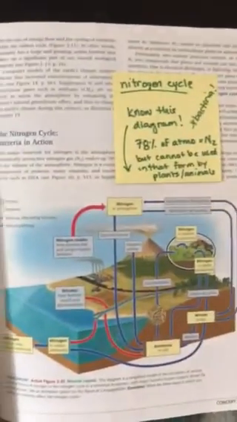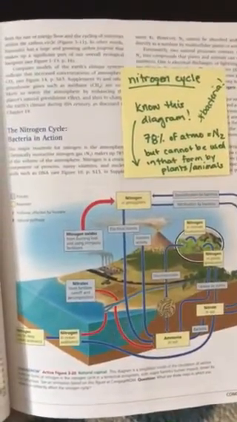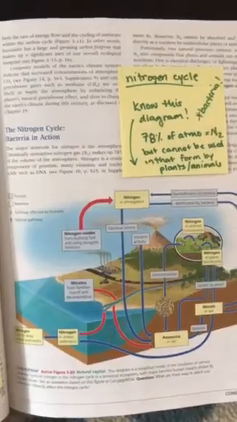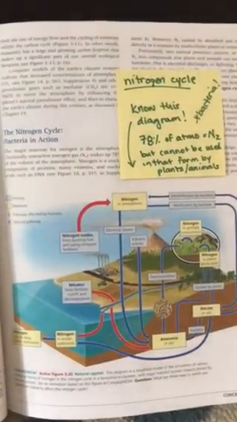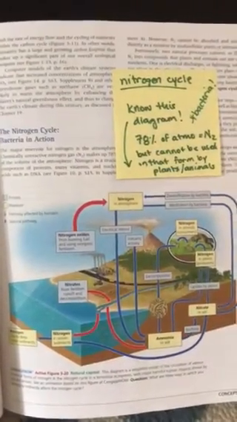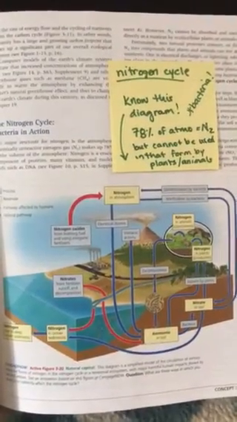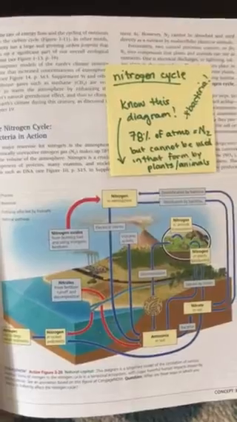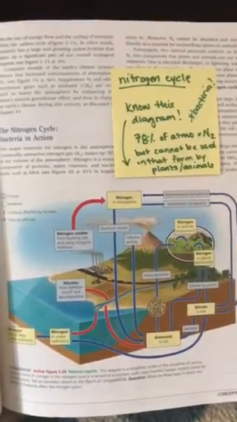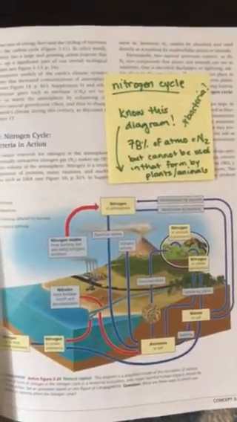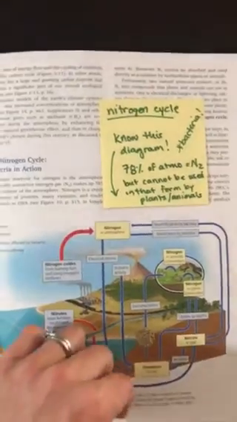The nitrogen cycle is the most complicated to learn and understand. So, here's this diagram, know this diagram. When in doubt, remember bacteria. One important thing to understand about the nitrogen cycle is that 78% of the atmosphere is nitrogen gas, N2, but we can't use it in that form. Plants can't, animals can't, etc. That's why we rely on bacteria.